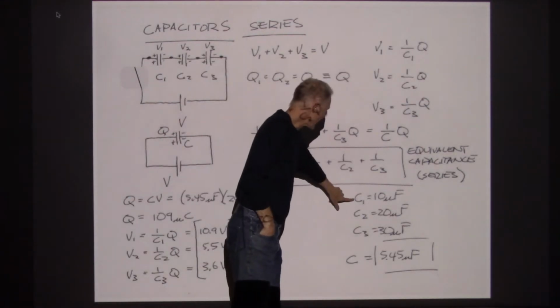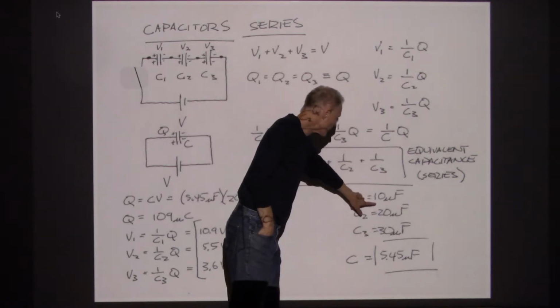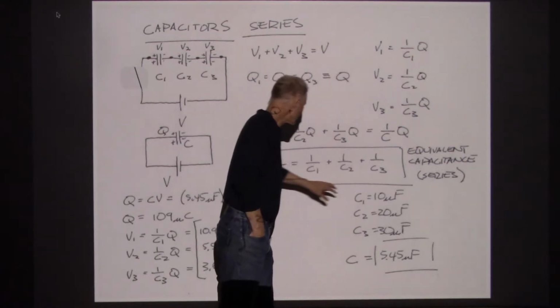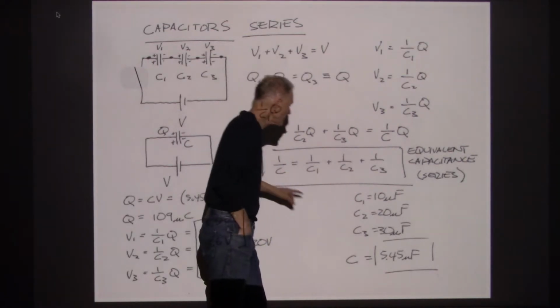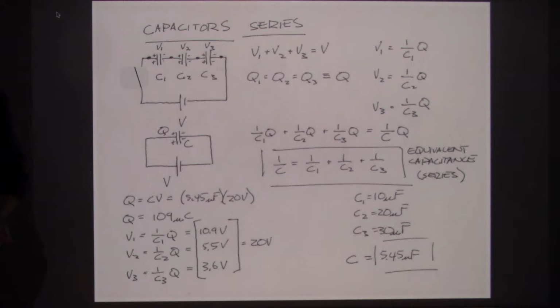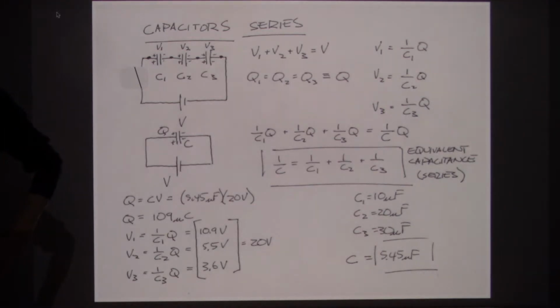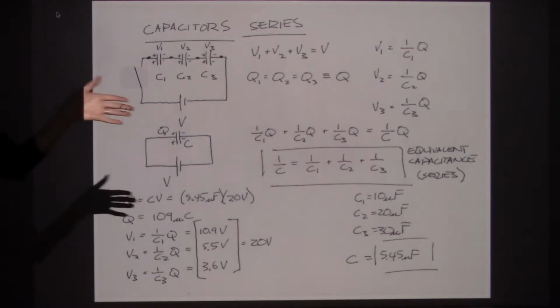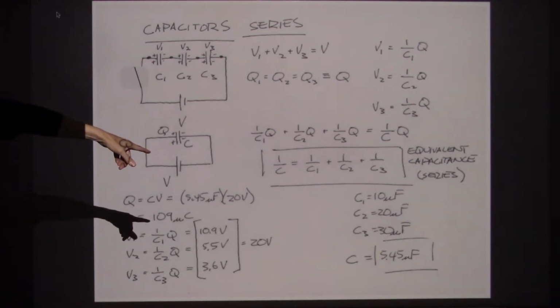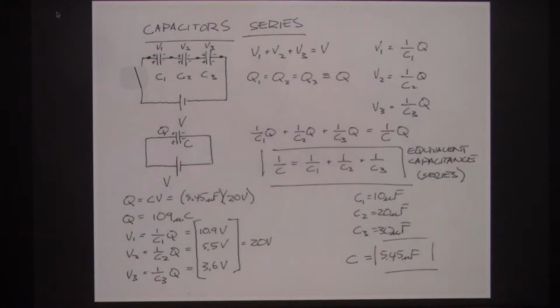So if I take the numbers that I had before, the 10 microfarads and 20 and the 30 microfarads, and plug those into the formula and solve for the equivalent capacitance, I ended up with 5.45. Now that's kind of an interesting number in that 5.45 is less than any of the capacitors individually. So if I wanted to replace those 3 capacitors with 1 capacitor that had the same charge as each of the other 3 ended up with, I would actually use something with lower capacitance than any of the others individually. So that's kind of interesting.